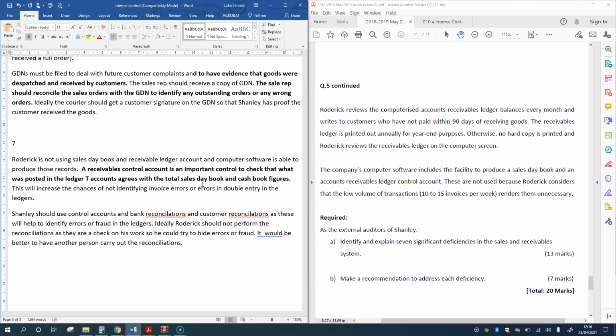And then you compare the total of those, which are not part of the double entry system, against the total of the individual T accounts. And if there's a difference, there's an error somewhere, so it'll have to be reconciled. So that's what it does. It's kind of control over completeness. I could mention completeness here. And accuracy.